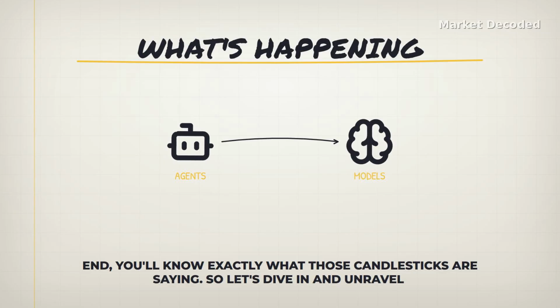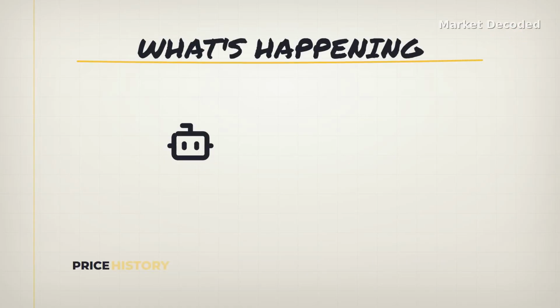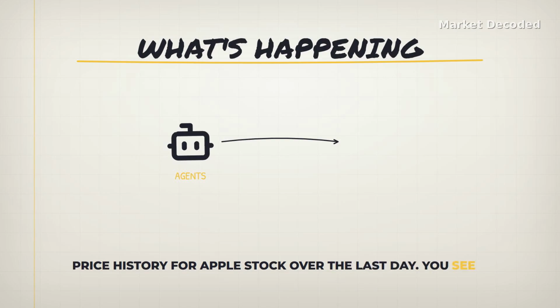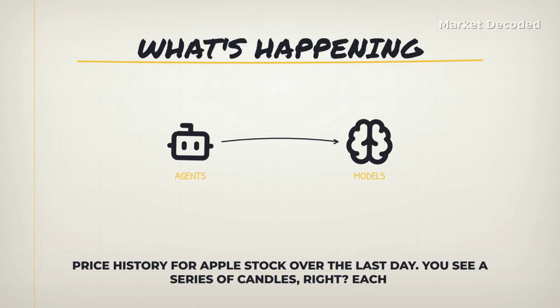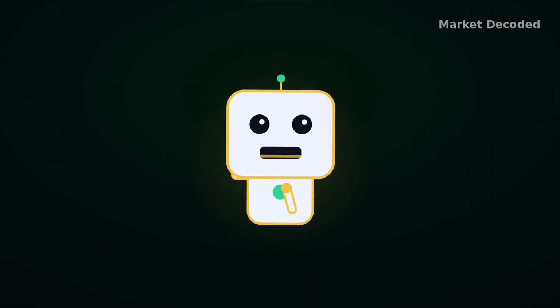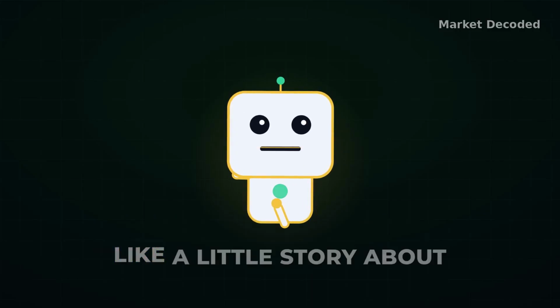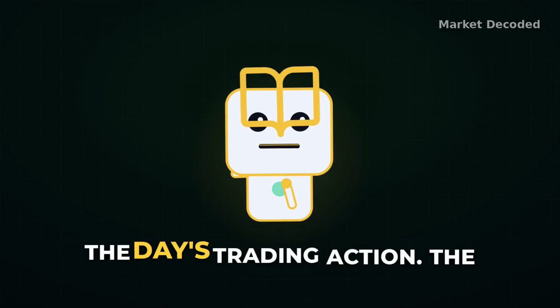Here's a quick example of what I mean. Imagine you're looking at the price history for Apple stock over the last day. You see a series of candles, right? Each one tells us something important about how the market behaved during that hour, or even minute. And here's the surprising part. Each candlestick is like a little story about the day's trading action.